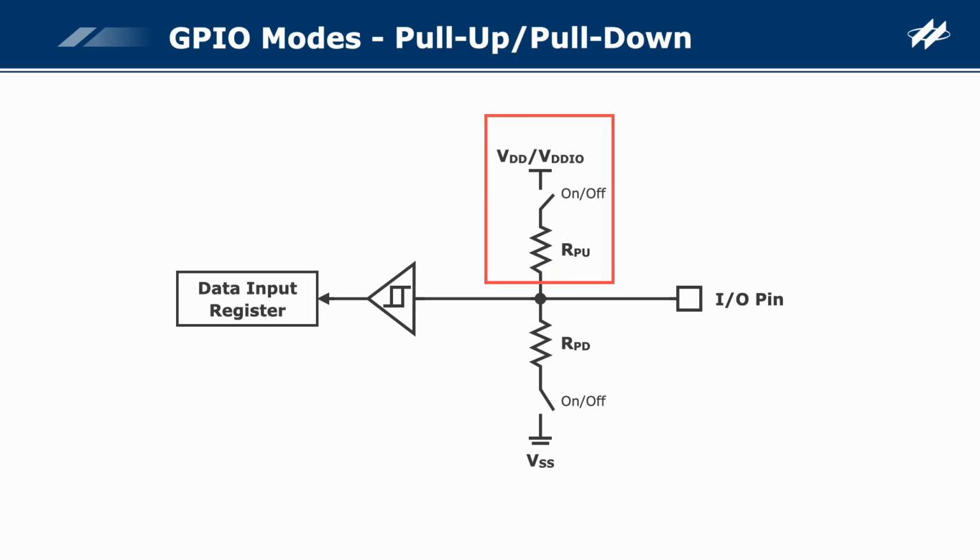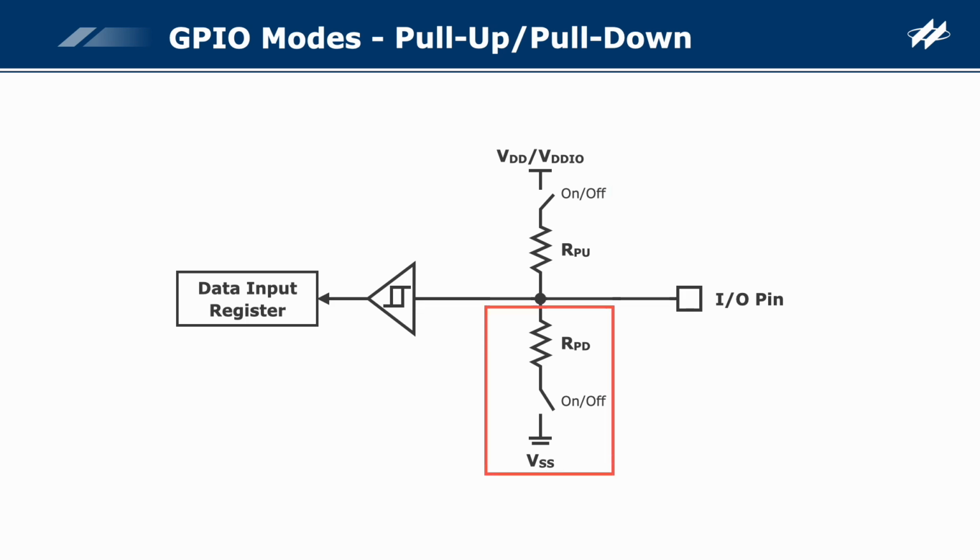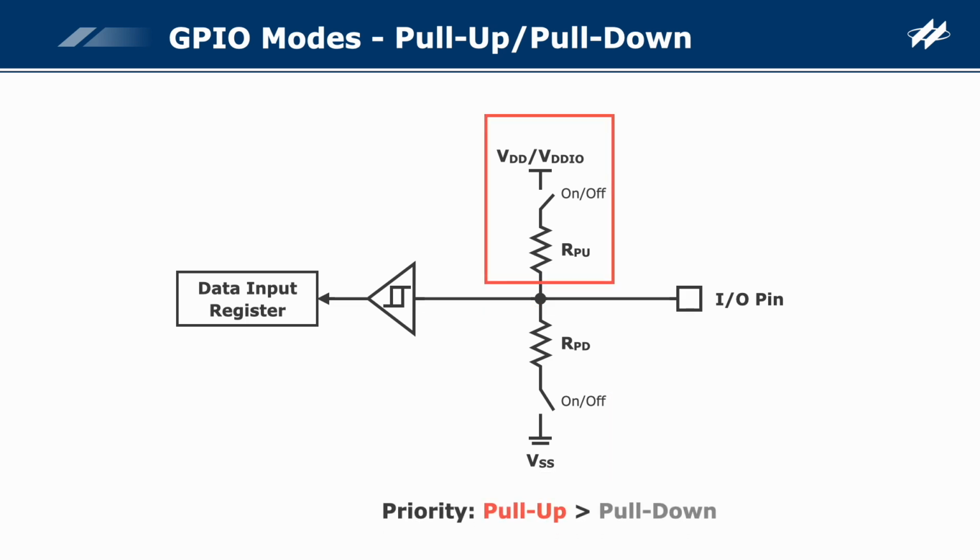If there is no external device connected to the I/O pin, when the pull-up function is enabled, the pull-up resistor switch will be on, and the I/O will be preset to a high level. When the pull-down function is enabled, the pull-down resistor switch will be on, and the I/O will be preset to a low level. When the pull-up and pull-down functions are both enabled, the pull-up function has a higher priority while the pull-down function will be blocked and disabled.